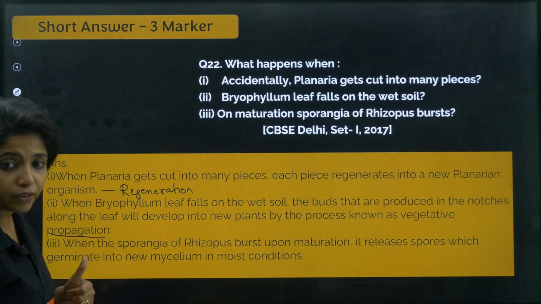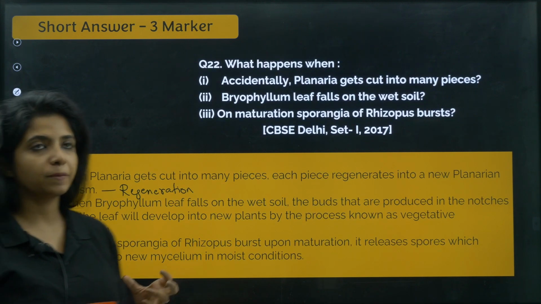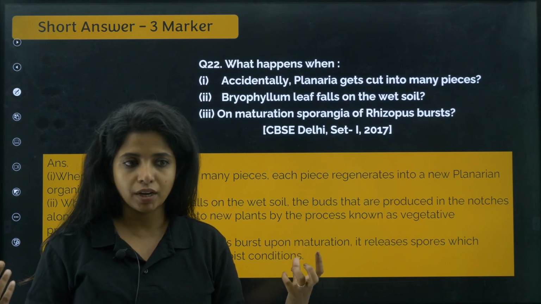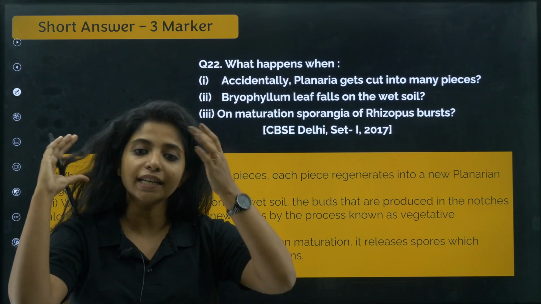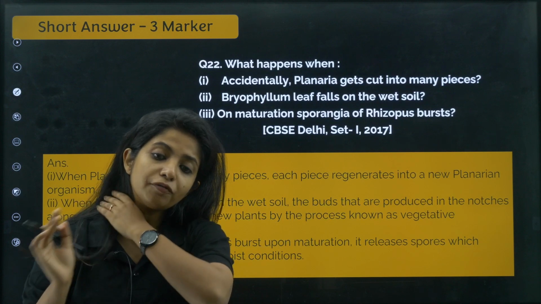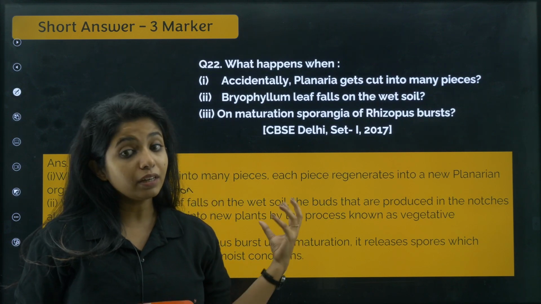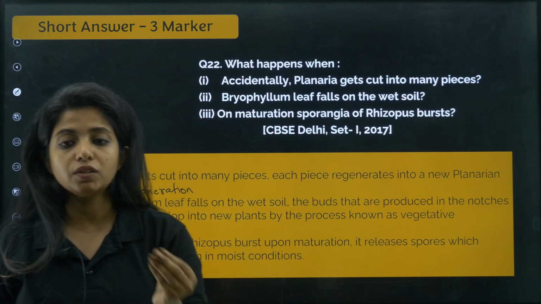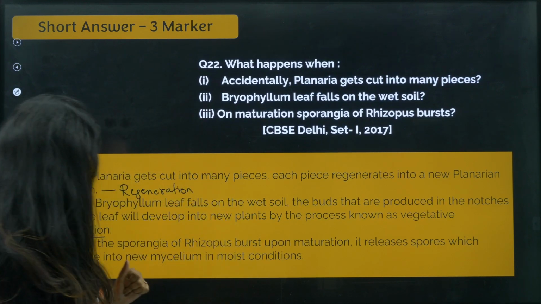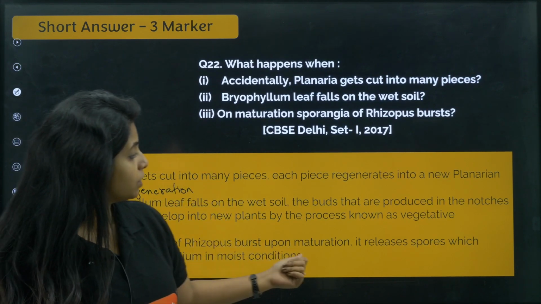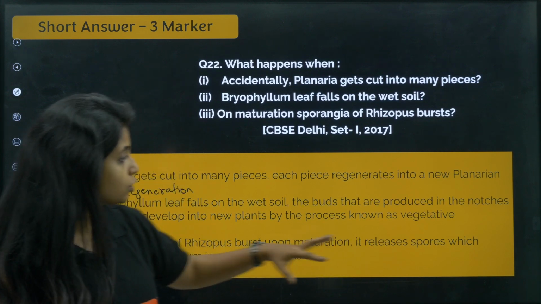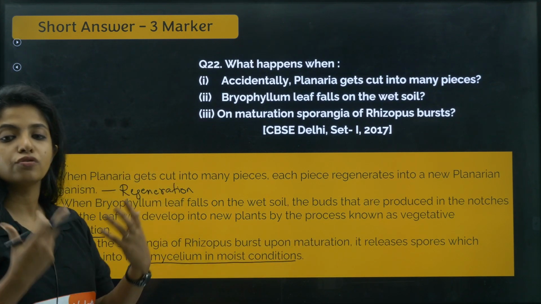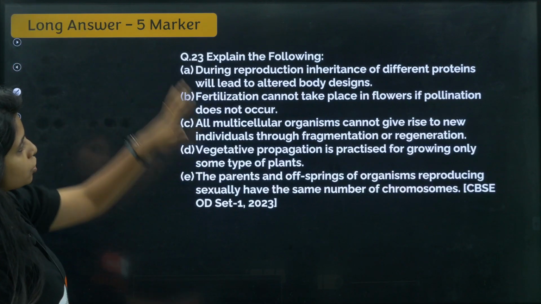What do you call this? Vegetative propagation. So when the vegetative part, the leaf and all, is giving rise to a whole new plant, you call this vegetative propagation. Usually a new plant comes from the seed that is formed from the flower, right? So the flower is a reproductive unit of the plant, but over here the leaf is acting, or if the stem acts, or the root acts, then you call this vegetative propagation. Next thing, when the sporangia of Rhizopus burst upon maturation, they release spores which germinate into new mycelium in moist conditions. So they give rise to new mycelium in the moist condition.